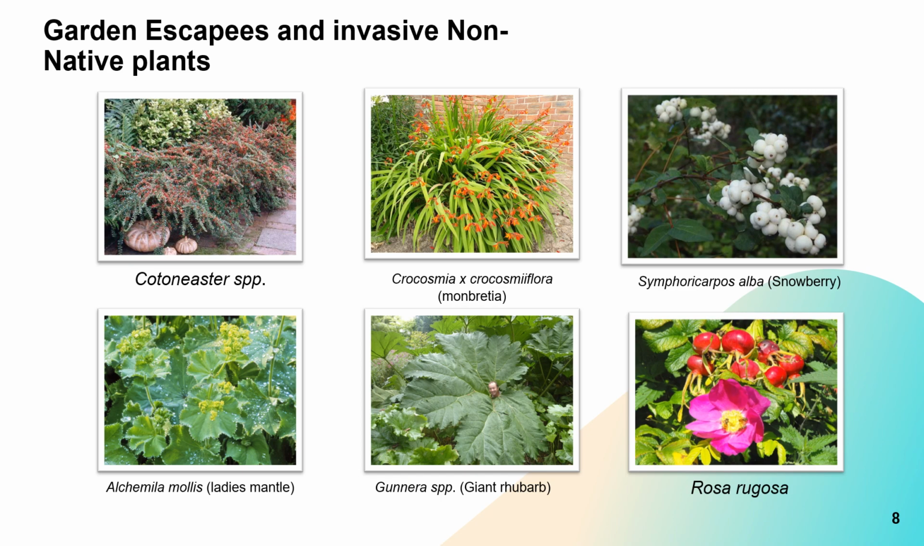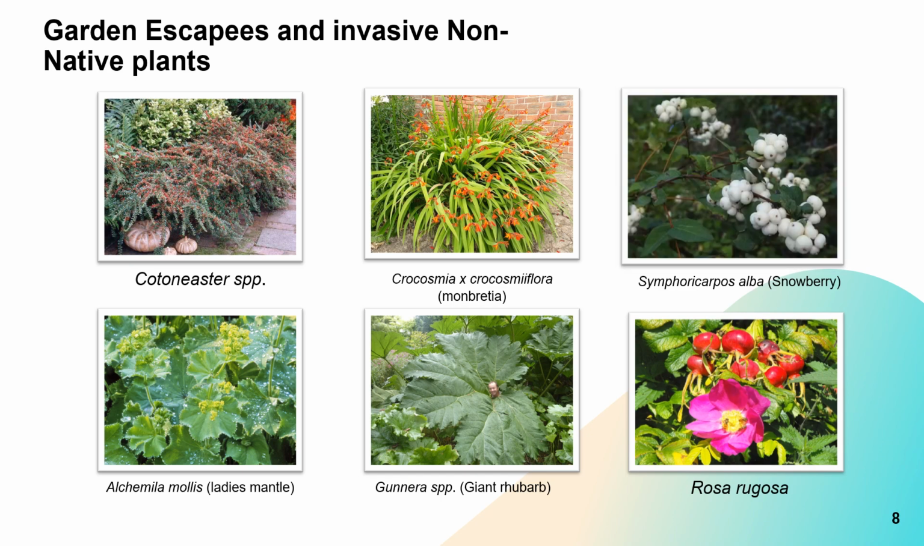So Montbretia or Crocosmia grows very, very quickly, outcompeting those native species. And it's a very difficult plant to control because it grows from underground storage organs called corms, and a herbicide treatment is needed for that because it's quite difficult to pull up. It could also be dug up, but you wouldn't be sure that you would have got all of those corms up. So a herbicide treatment is recommended for that one.